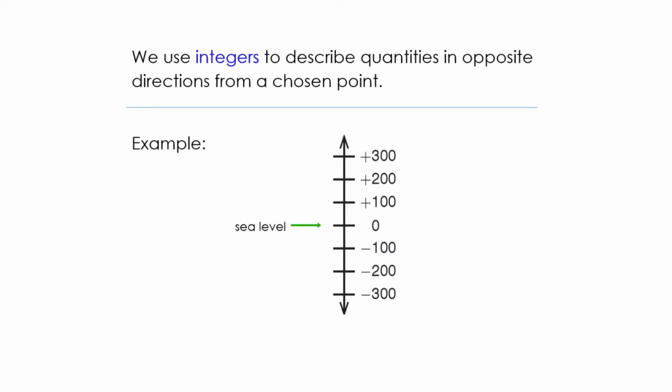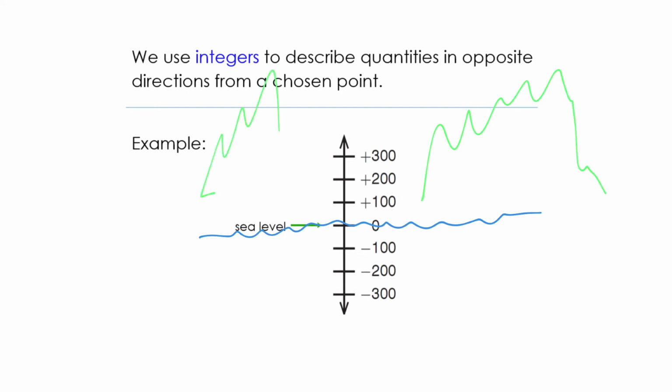We use integers to describe quantities in opposite directions from a chosen point. So one of those chosen points is sea level. So sea level is how high you are from the ocean. Sea level is considered 0. Anything higher, like if you're living on a mountain, this is my mountain, not the greatest mountain, that is above sea level. And some cities are actually below sea level, believe it or not.